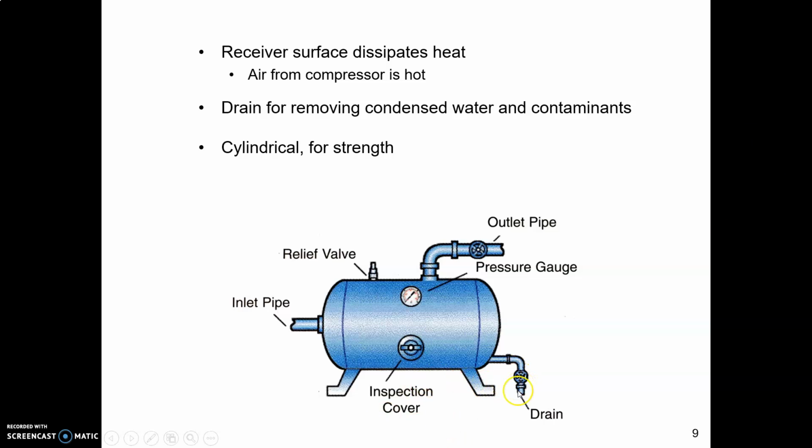So there is a drain at the bottom of the receiver, and the maintenance crew will come along and open that drain regularly and drain out the moisture. And that air will carry dirt and particulates, and so they can get drained out through the drain as well. These receivers are shaped like cylinders because that is the strongest shape.